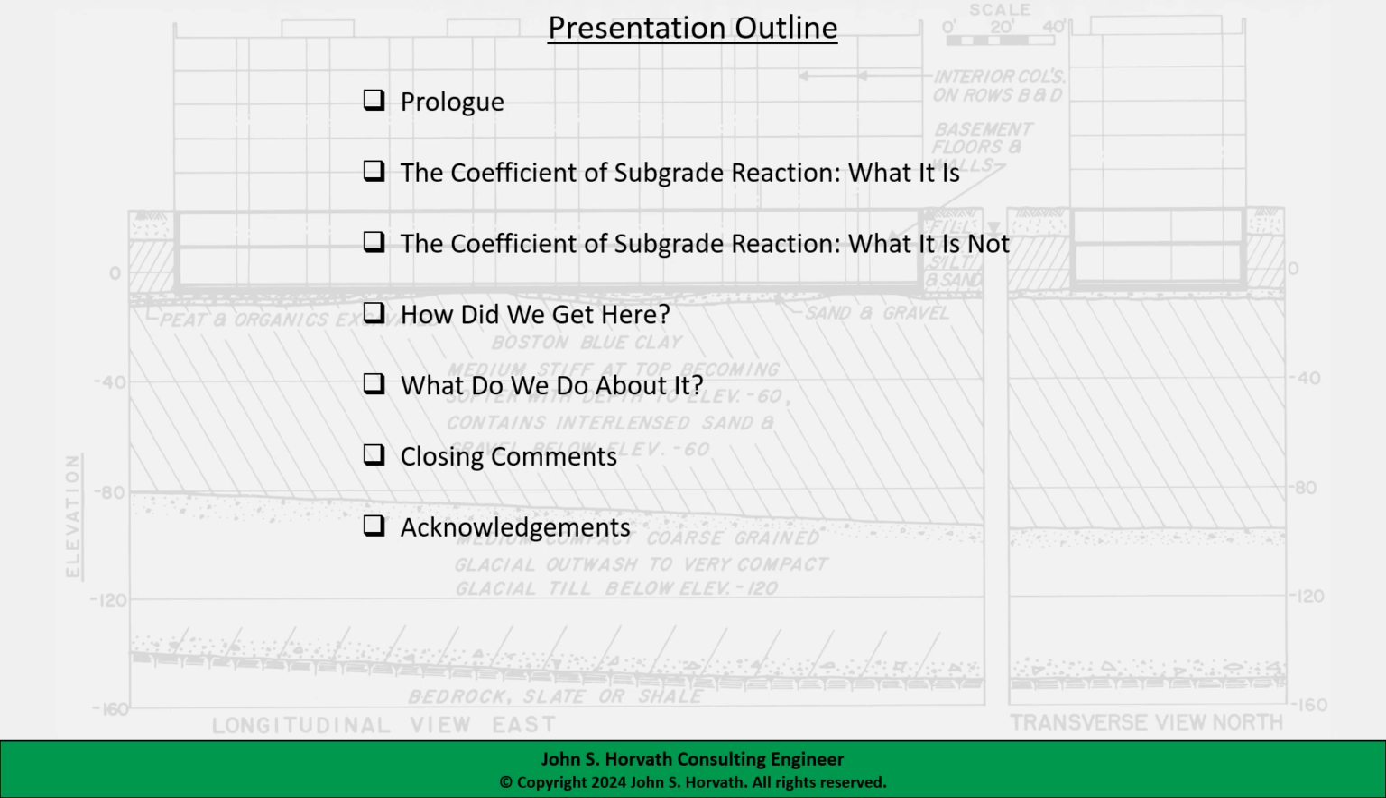This is an outline of my presentation. I've divided it up into segments for organization and to facilitate your viewing. I'm going to start off with some background material to explain why I'm doing this presentation, then talk about what the coefficient of subgrade reaction is and isn't. I'll next move on to discussing how we got into the predicament of misunderstanding subgrade reaction and the coefficient of subgrade reaction, and more importantly, what do we do about it to improve on things. And then I will close out with some comments and acknowledgments.